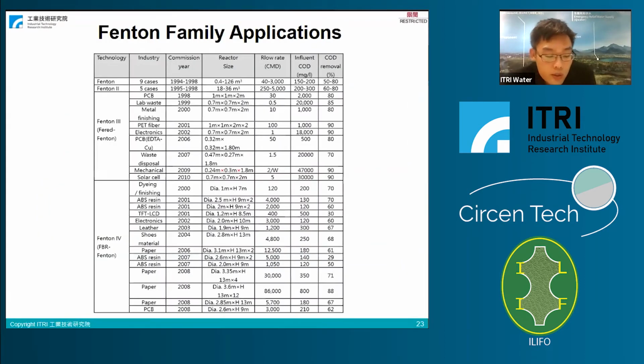Finally, this table is ITRI's family application, for your information. But the information has not been updated in recent years, so this is relatively poor information.